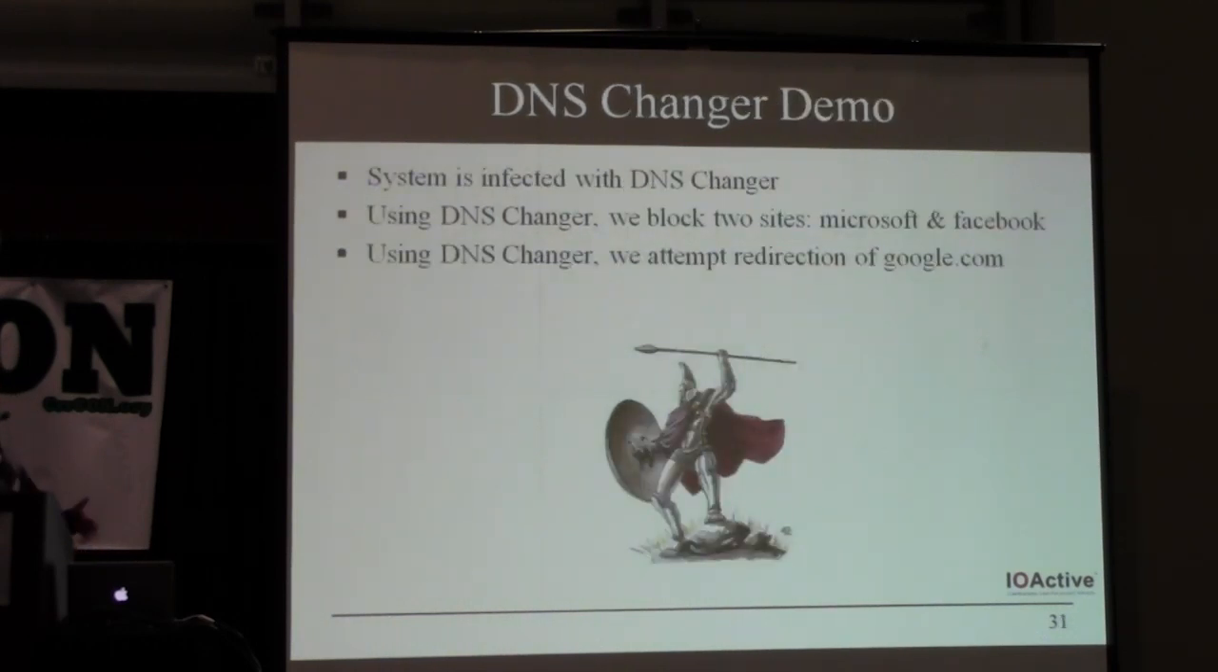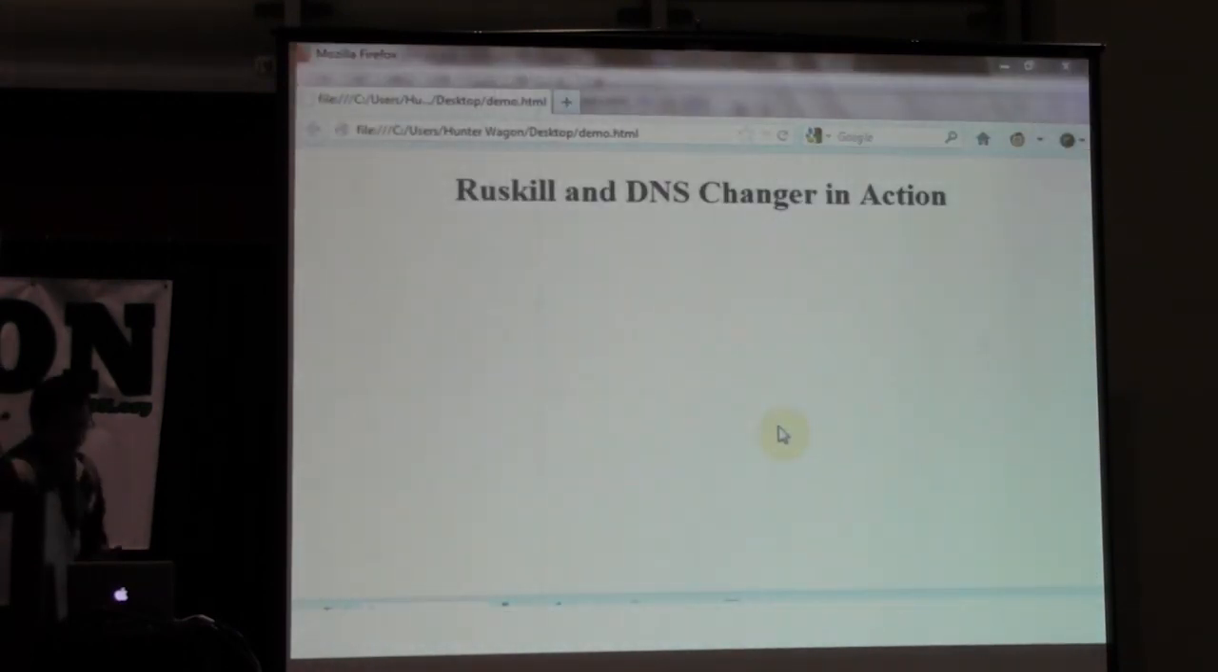In this particular demo, the video that we have made, the system is already infected with the Darkbot that we demonstrated earlier. We are using DNS Changer to block two sites, Microsoft and Facebook. But when we attempted to redirect google.com to some other malicious domain, it didn't get redirected. So there is always a problem with DNS client-side attacks too. Sometimes it goes awry and things will not be in a fine place.